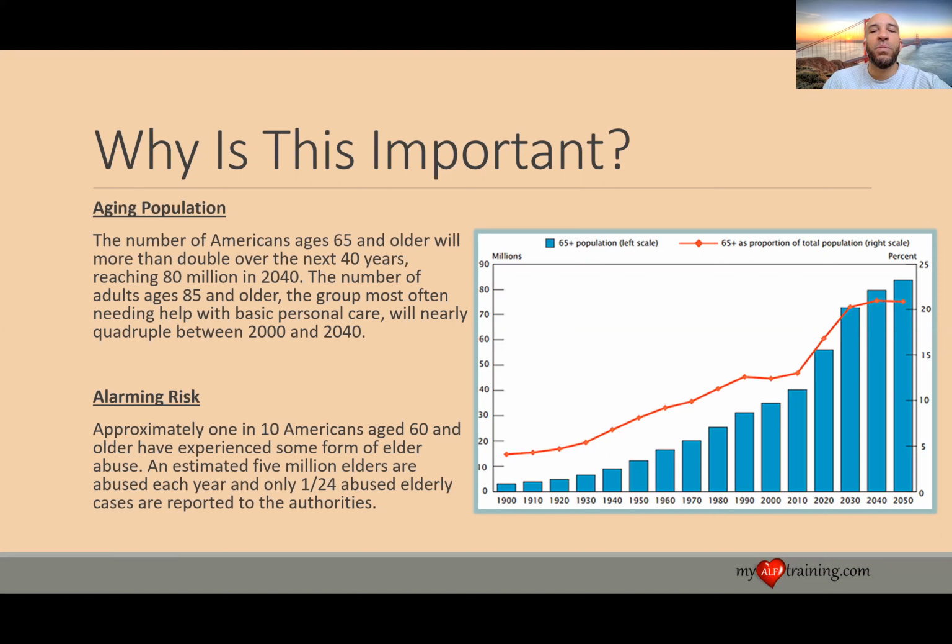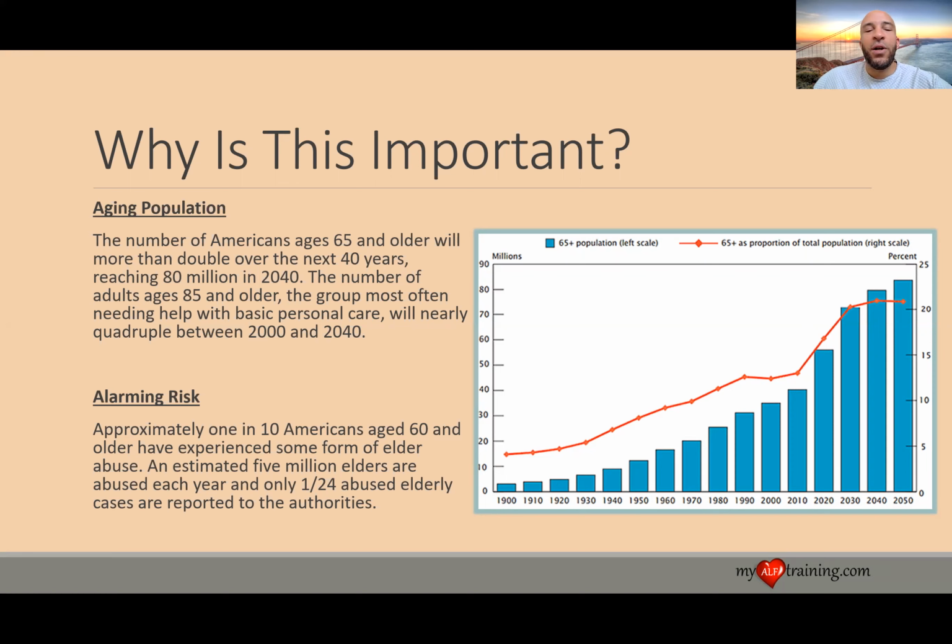Why is this information important? Well, as you can see in the graph here, the red line indicates the total proportion of the population that is age 65 and plus. In the early 1900s, it was a very small, insignificant portion of the population that was 65 plus. But as we go forward in the years, the proportion of the population increases. So there's a significant aging population.